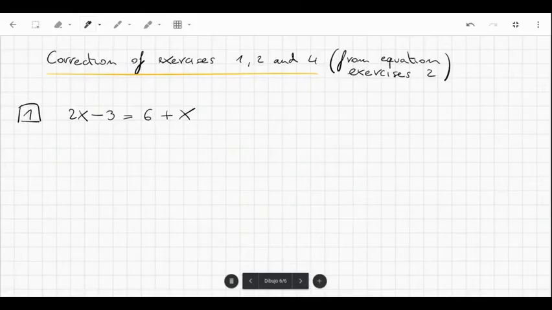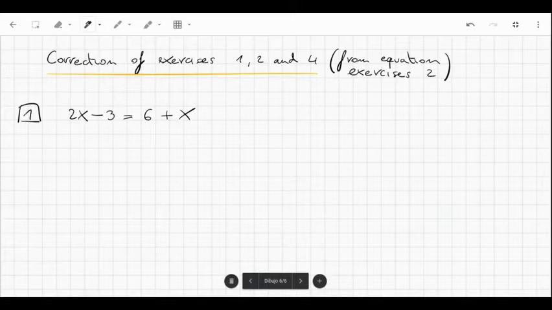Okay, hello everybody. So today we're going to correct the exercises you had to do, which were exercise 1, 2, and 4 from the equation exercises document, equation exercises 2, okay? So in the first place, we have a first degree equation and the variable is x, okay? And we have to find the solution. So always the solution would be x equal to a value.